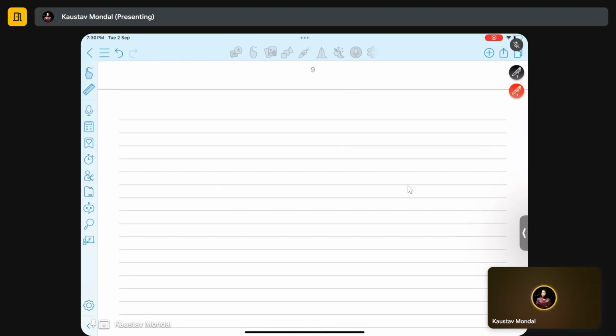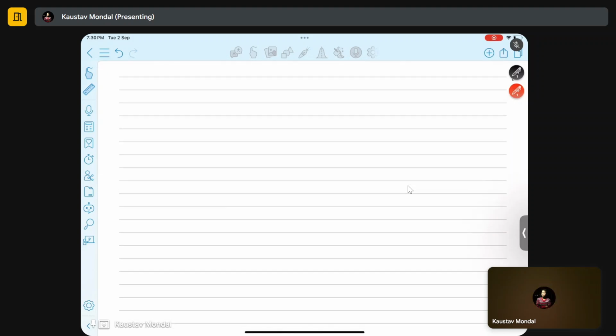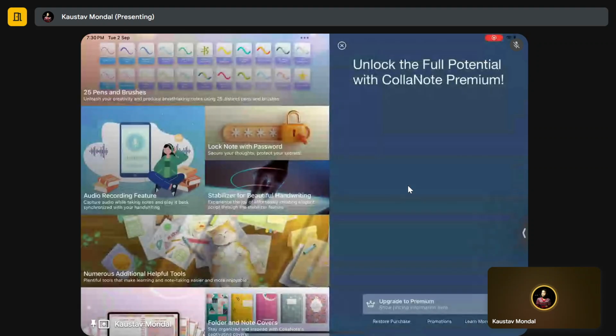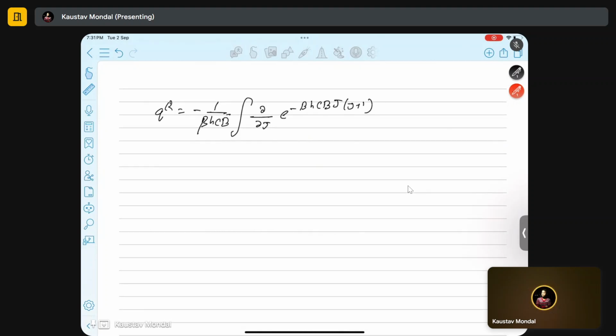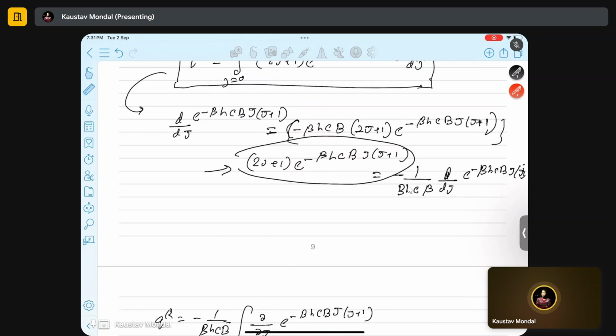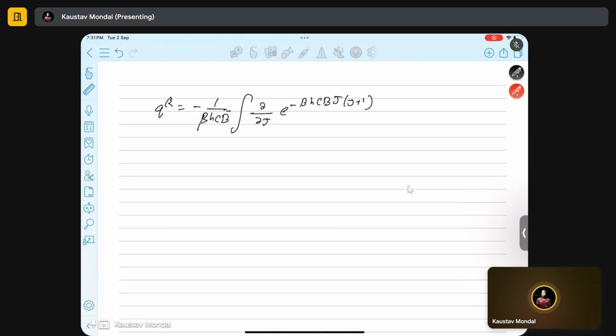Okay, so Q rotational would be minus 1 by beta HCB, integration of B del J of e to the power beta HCB J into J plus 1. Now here, we are substituting this thing in terms of a derivative, dJ. Now if you do the integration, you will get Q_R equal to minus 1 by beta HCB.